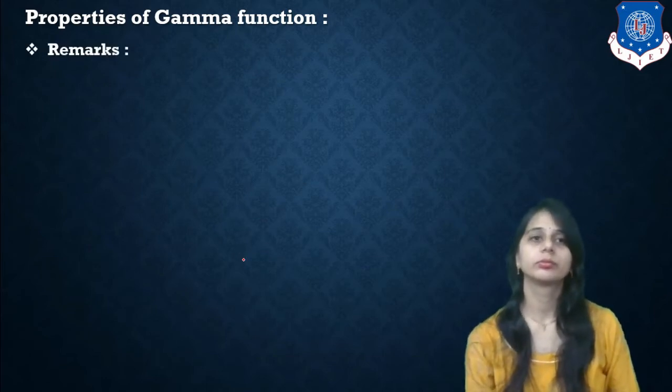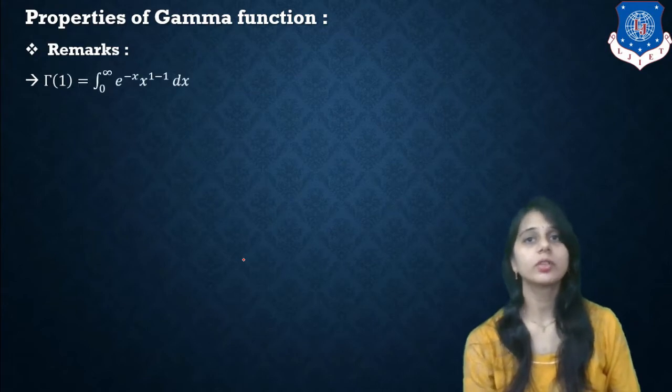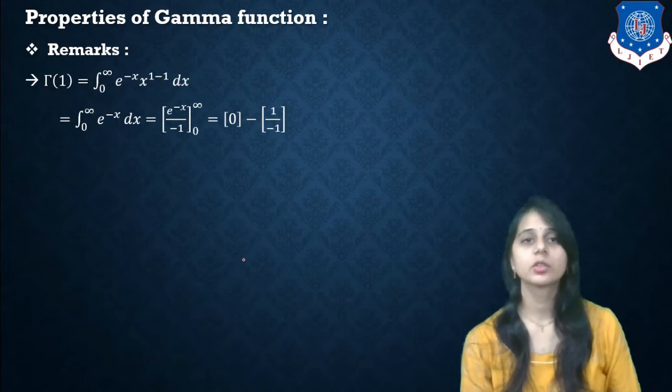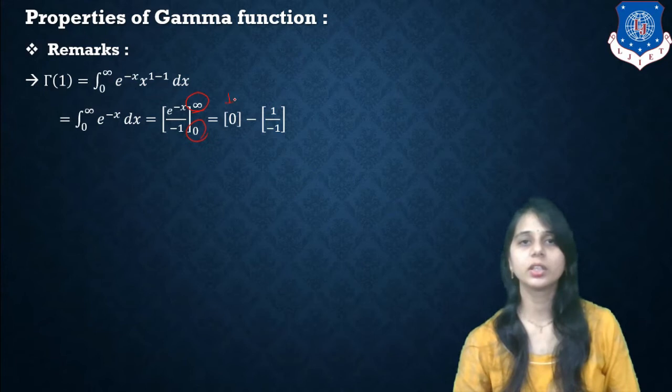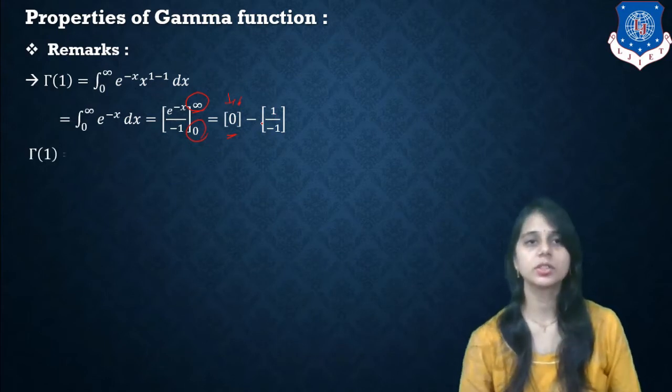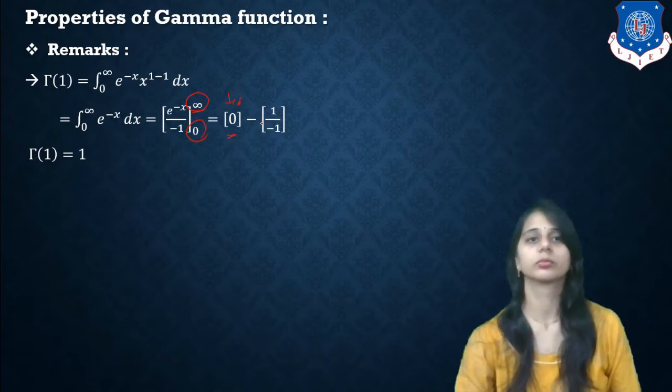Remarks. Gamma 1 equals integral 0 to infinity e raised to minus x, x raised to 1 minus 1 dx. So integral 0 to infinity e raised to minus x dx: integrating e raised to minus x, we get e raised to minus x upon minus 1, lower limit 0, upper limit infinity. Putting the upper limit infinity, we get 0, and putting 0, we get 1 upon minus 1, so the answer is 1. So gamma 1 equals 1.